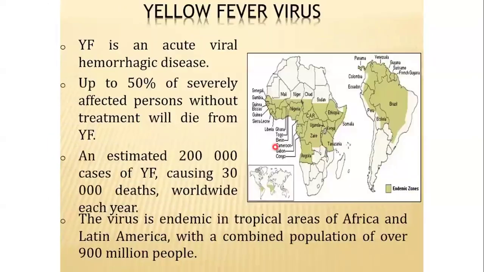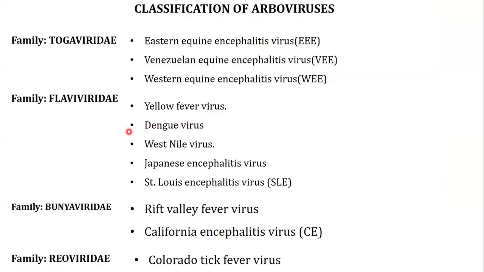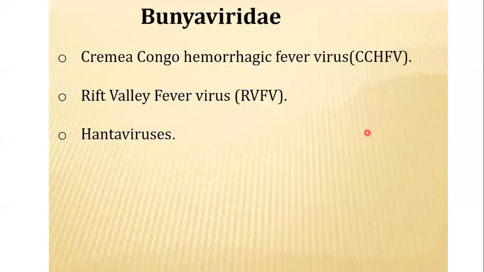Then, so we are done with, where were we? We're done with Flaviviridae. So the main are yellow fever and dengue. Now we go to Bunyaviridae. So Bunyaviridae, we have Crimea Congo hemorrhagic fever, Rift Valley fever, and hantavirus.